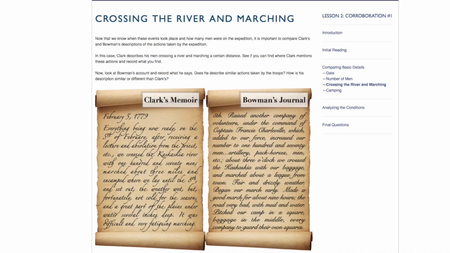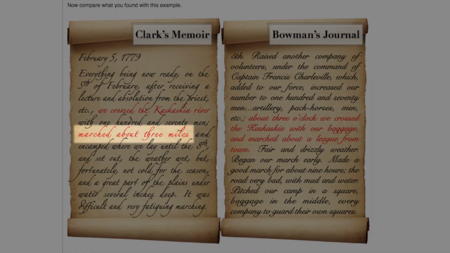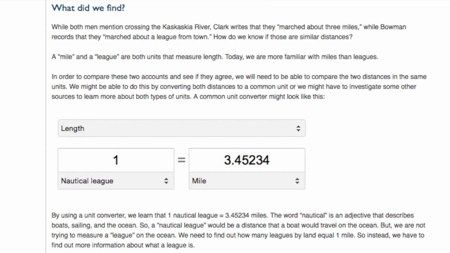For example, there's one page on there that's talking about distances, and one of the distances in the first source that they're looking at is given in miles, and the other source gives the distance in leagues. Well, how do you know if they're the same distance? What's a league? And so kind of walking students through how do we think about or go about finding out if these 2 distances are the same or if they're different.